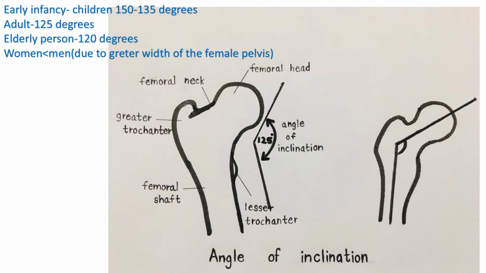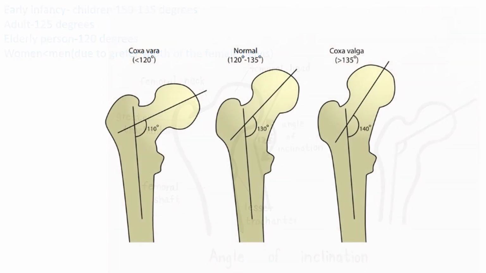Angulations of the femur. Angle of inclination. The axis of the femoral head and neck forms an angle with the axis of the femoral shaft. A pathologic increase in the angle of inclination is called coxa valga. A pathologic decrease in the angle is called coxa vara.